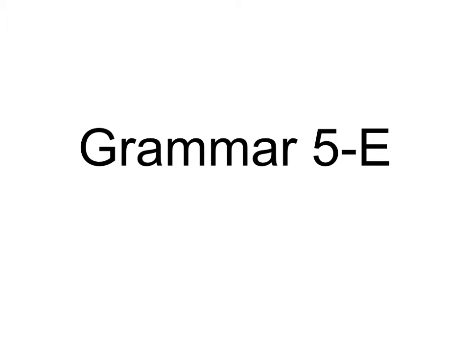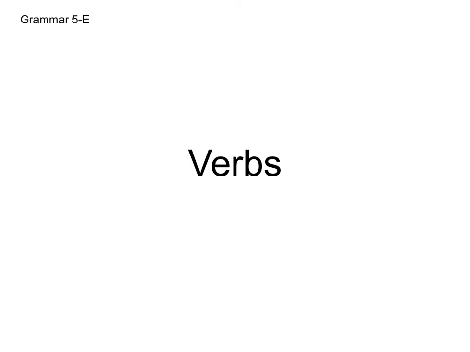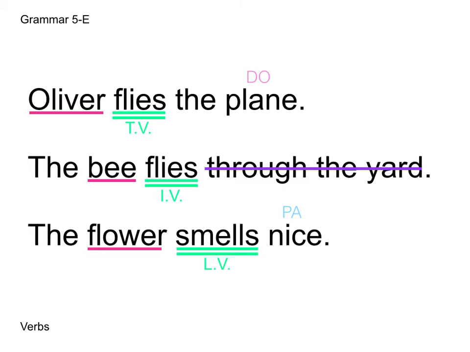Welcome to Grammar 5E. In this booklet, we will be reviewing everything you've learned from 5A through 5D so far. So we'll start with that. First, we learned a little bit more about verbs. You learned that there are transitive and intransitive verbs as well as linking verbs. And here are three examples.